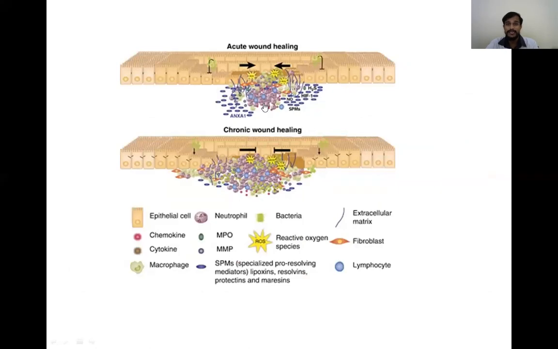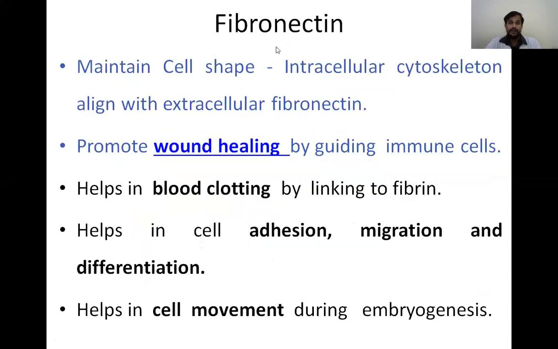So that the immune cells come to the site and take action, and this is guided by the fibronectin. And they help in blood clotting by linking to fibrin. So in the process of blood clotting, they help by linking to the fibrin. And this fibronectin helps in cell adhesion, cell migration, and differentiation. And in embryogenesis, they help in cell movement. So these are the functions of fibronectin.